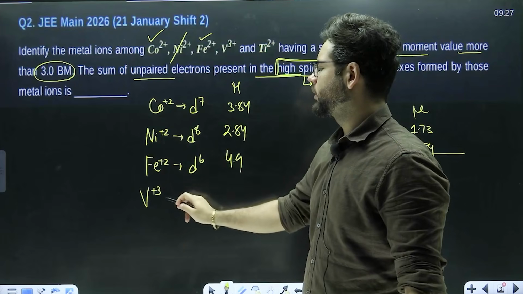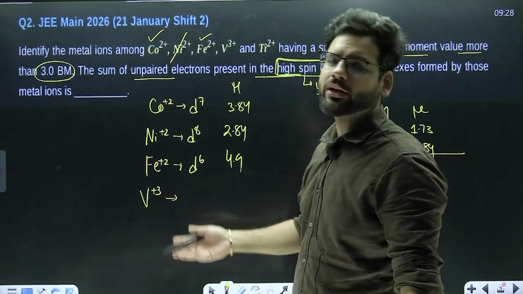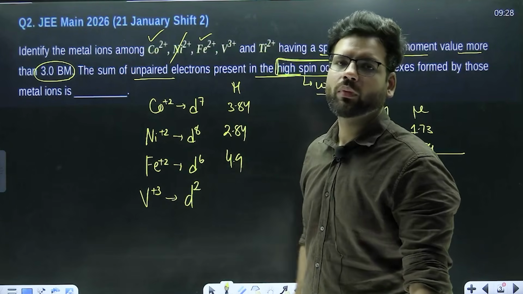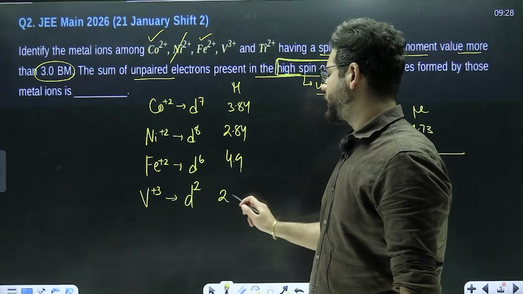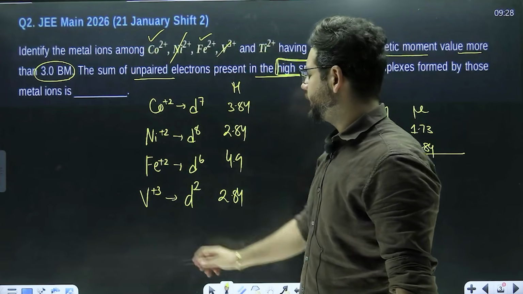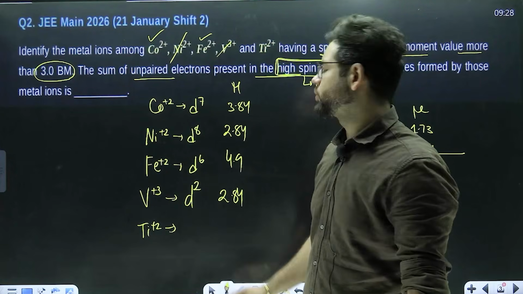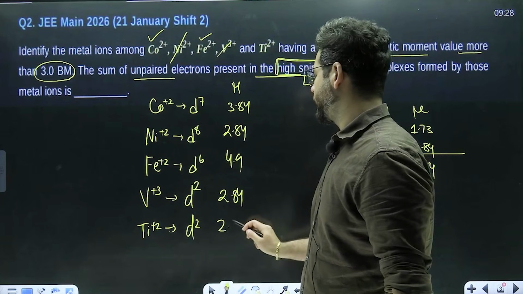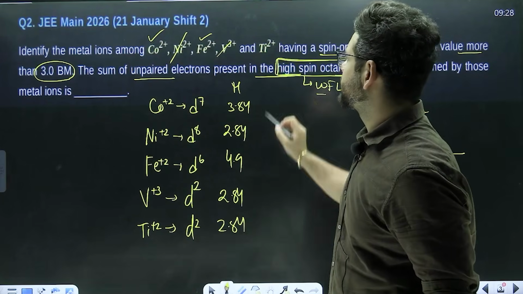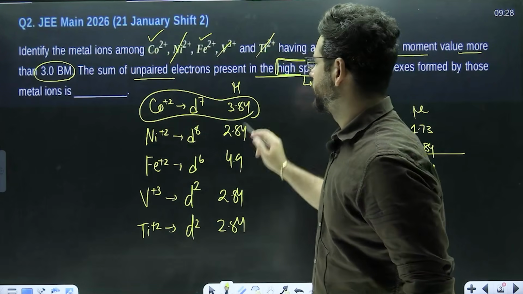Vanadium 3. Vanadium is a D3S2 configuration. So after removing 3, we will get a D2. Okay, 3D2. So it will be 2 unpaired electron, 2.84. So we don't have to take it. And then titanium 2. Titanium is a 3D2 4S2 configuration. So it will also be a D2, 2.84 Bohr magneton. So I have chosen the two of them, which is cobalt 2 and iron 2. This one we have chosen and this one we have chosen.